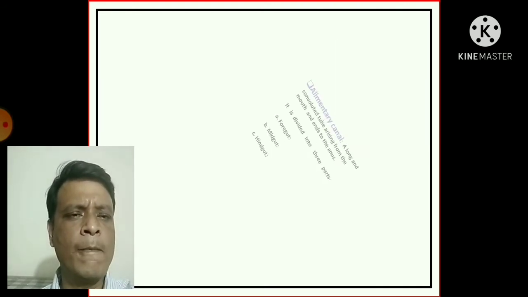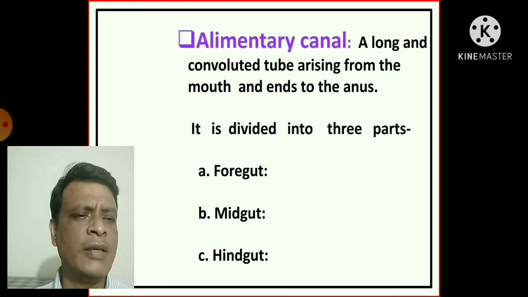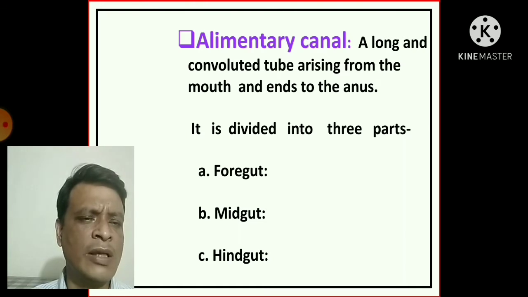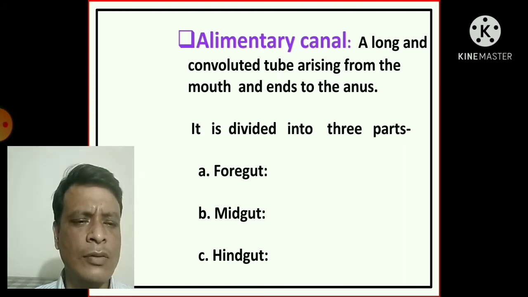And the alimentary canal. What is the alimentary canal? The alimentary canal in grasshopper starts from the mouth and ends at the anus. It is a tubular, convoluted, tube-like structure that starts from the mouth and ends at the anus. The alimentary canal is divided into three parts: foregut or stomodaeum, midgut or mesenteron, and hindgut or proctodaeum.